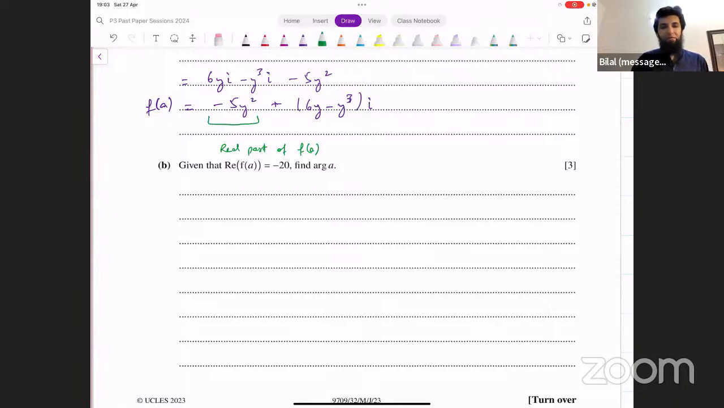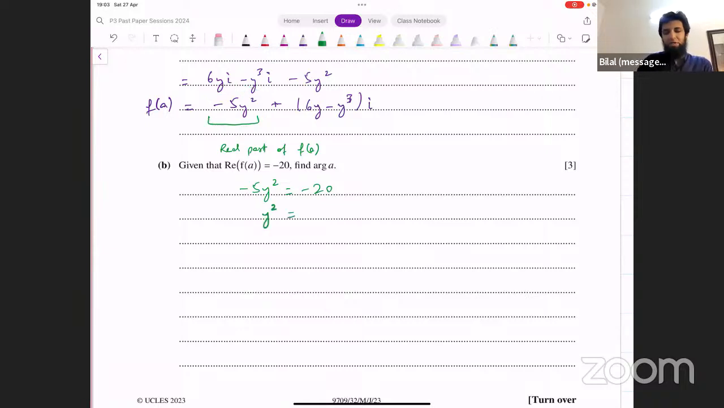Real part is whatever does not have iota with it. So minus 5y squared, that is the real part of f of a. They're saying that is supposed to be equal to minus 20. So that means minus 5y squared equals minus 20. We just equate the real part of f of a to minus 20, and now we solve this equation.